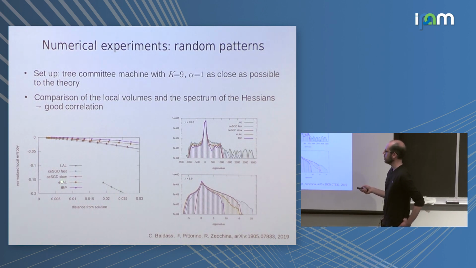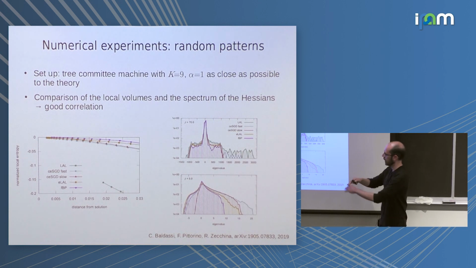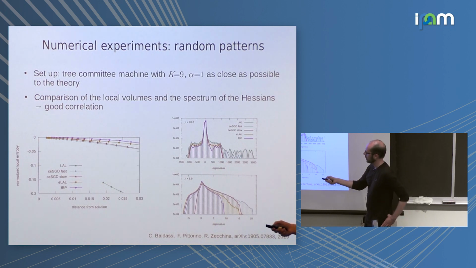There are a few measures. Again, this is the measure of the normalized local entropy. So the flatter curves are the ones with the larger volumes. This is the distance. So this is the least action learning algorithm. We could not continue the curve up to here. It should get up to 0, but we just couldn't, for numerical reasons, get there.